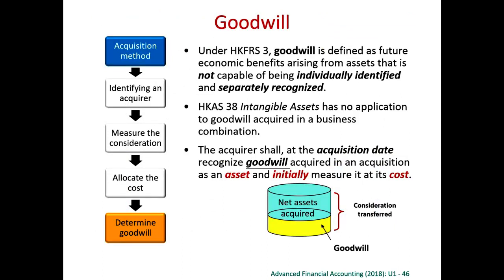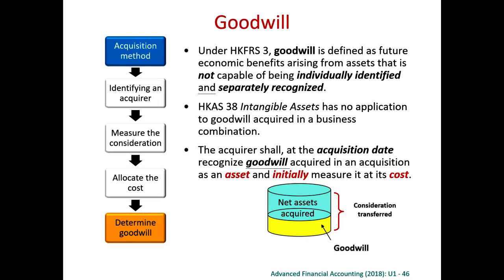We have a good definition for goodwill under Hong Kong Financial Reporting Standard number 3. Goodwill is defined as the future economic benefits arising from assets that are not capable of being individually identified and which are not able to be separately recognized. I say this is a good definition because it confirms that goodwill is something I don't know. Because goodwill is something that I cannot identify, something that I cannot recognize. If I cannot recognize you, it simply means I don't know you, right? So that's why goodwill is something that I cannot identify and cannot separately recognize.